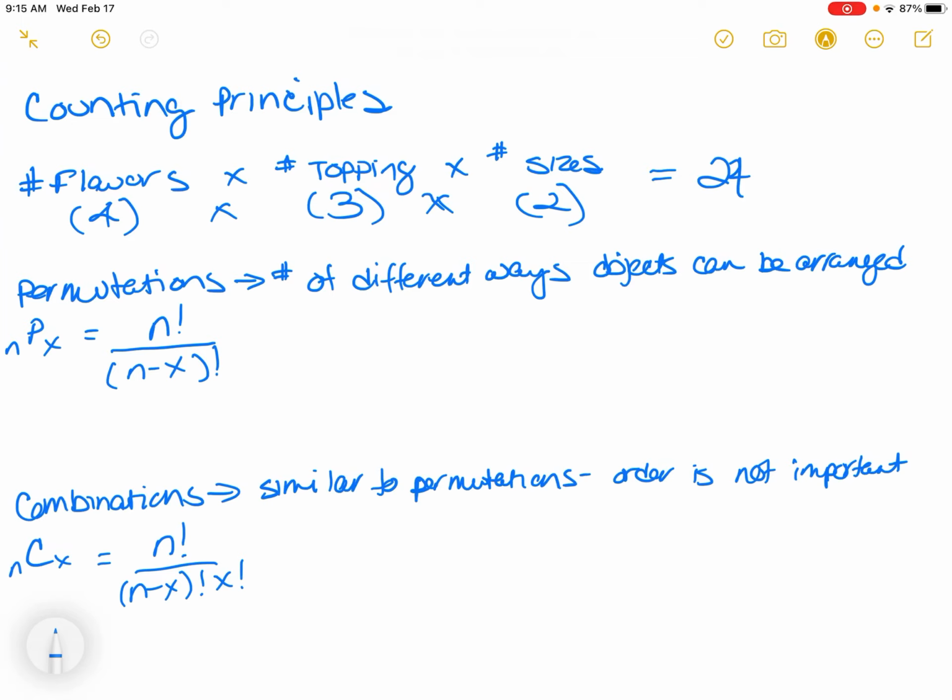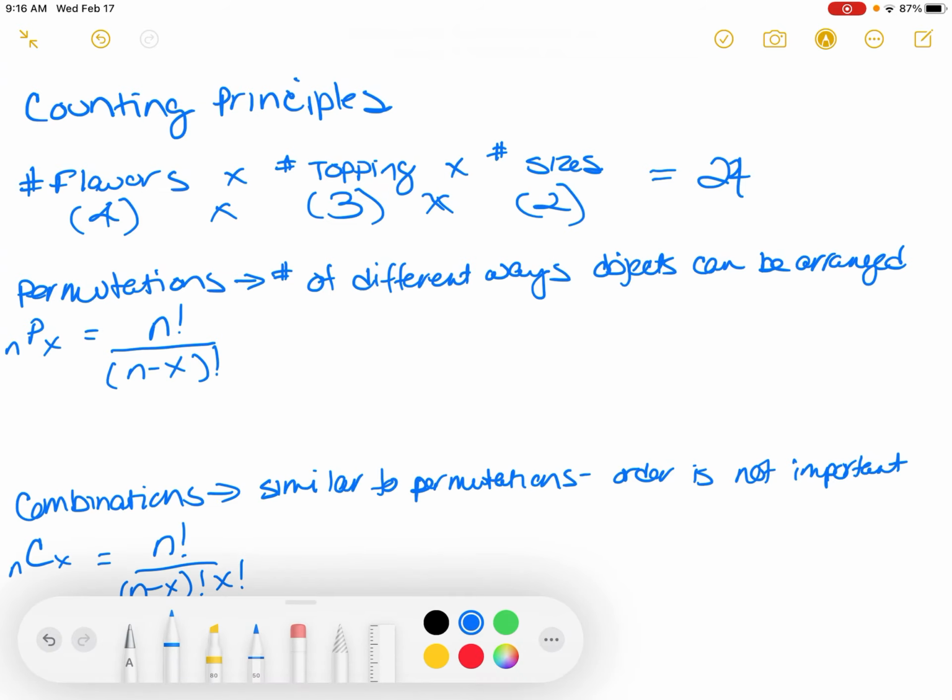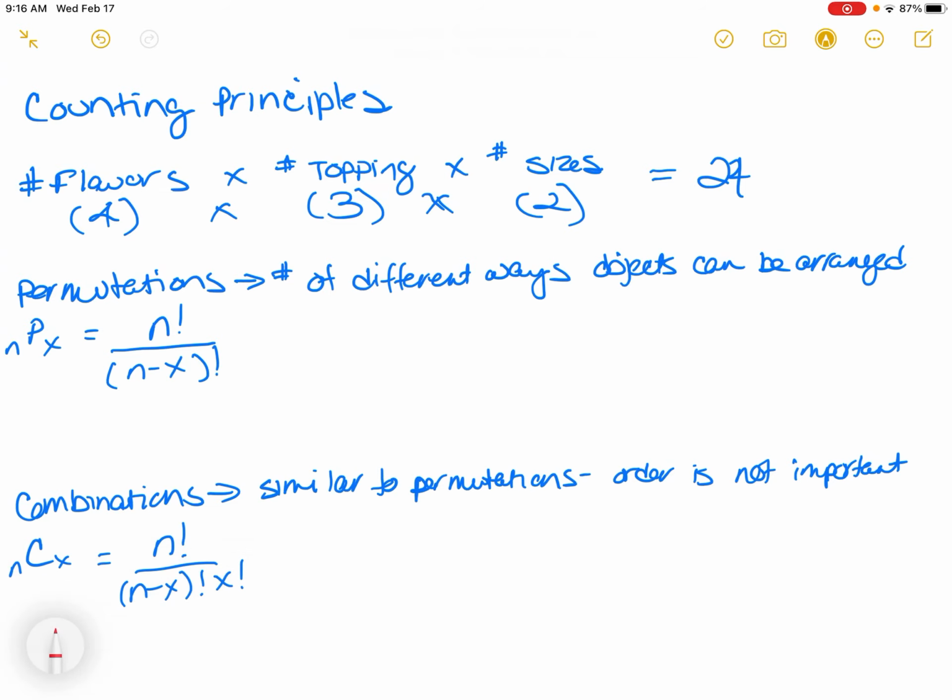So for permutations, we calculate that by saying n factorial over n minus x factorial, where n is the number of objects selected x at a time. Let me write that down in red, because that is the rule. So n objects are selected x at a time.